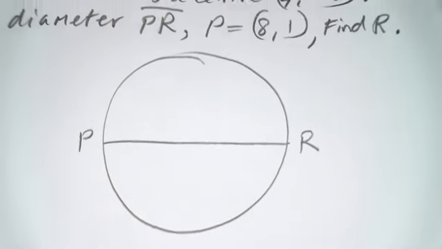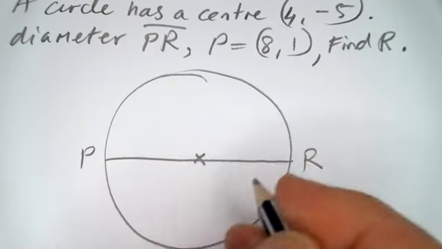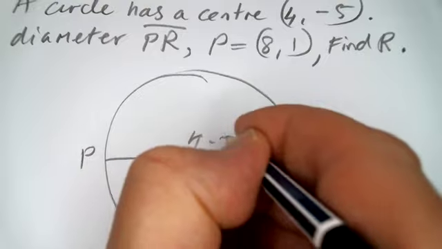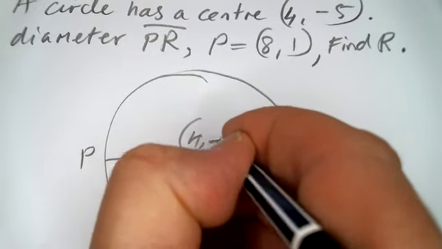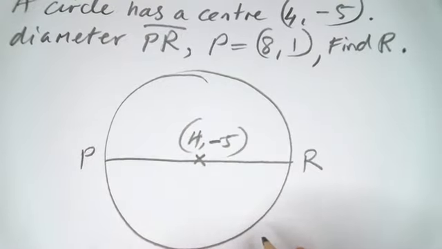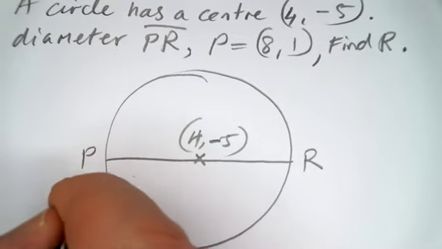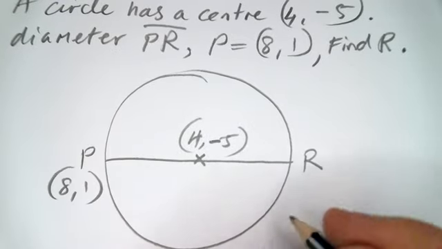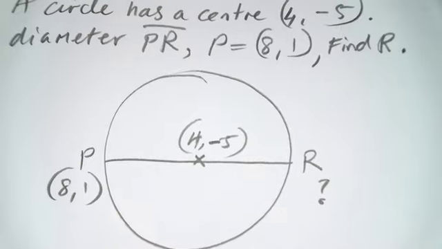We know it has a center of (4, -5). That's (4, -5), by the way. And this is called P, and P is (8, 1). And we're going to find the coordinates of R.